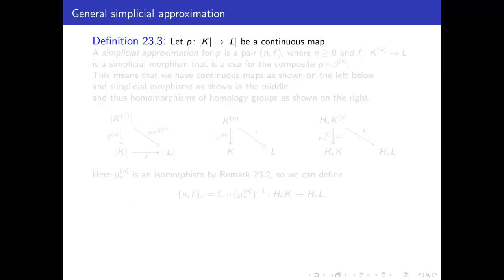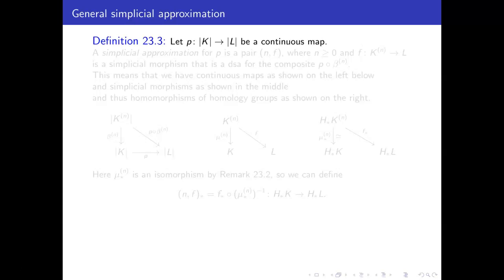So we've previously discussed the notion of direct simplicial approximation, and now we want to generalize that. So again, we've got some continuous map P from the realization of simplicial complex K to the realization of L. We've discussed what we mean by having a direct simplicial approximation, which would be a simplicial morphism from K to L. But you should realize that it's generally not possible to find a direct simplicial approximation.